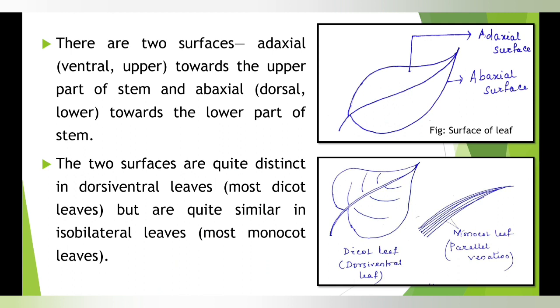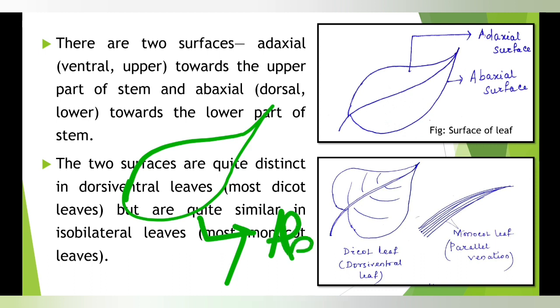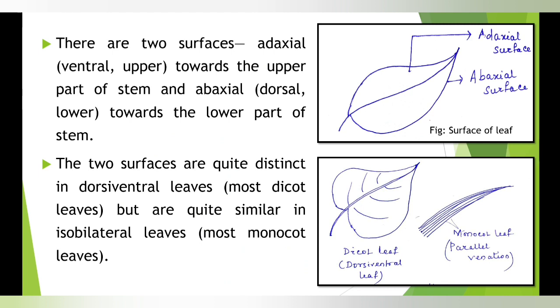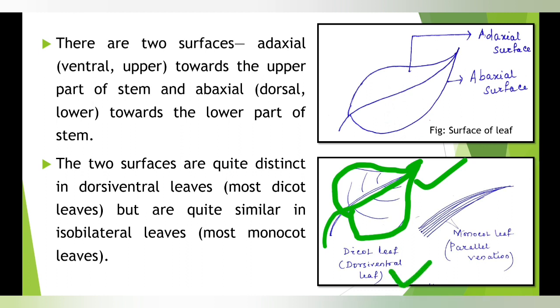Then there are two surfaces of a leaf. One is the adaxial surface, one is the abaxial surface. Suppose it is a leaf, the lower portion is called the abaxial surface and the upper portion is called the adaxial surface. Always remember, back means abaxial. Then the two surfaces are quite distinct in the dorsiventral leaf, which is present in your dicot plant. This type of leaf is found in dicot plants and is called dorsiventral leaf, where the dorsal as well as ventral sides are prominent.